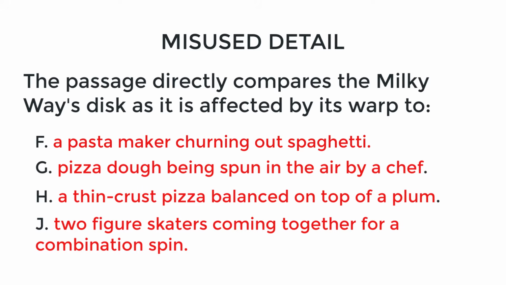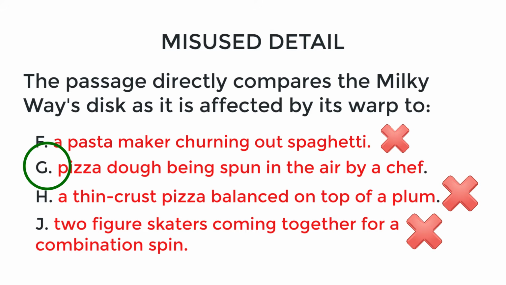All of the choices in this multiple choice question use details lifted straight from the passage. In other words, the language in all of these choices comes from the passage. So you have to be very careful because only one is going to be the correct answer. In this case, the correct answer is G, pizza dough being spun in the air by a chef. But letters F, H, and J all used word-for-word language lifted straight from the passage. So you must be careful not to fall for this trap.